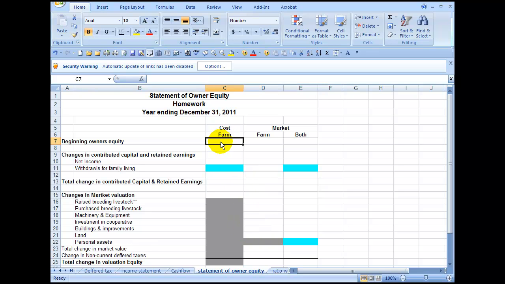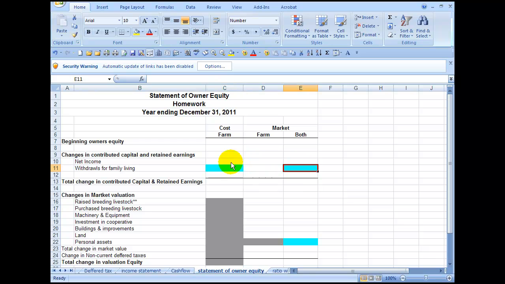The first thing that we need to do is we've got one statement of owner's equity for every two balance sheets because it's looking at the change in owner's equity from the beginning to the end. So it's for the year ending December 31st, 2011. We've got one for the cost-based, one for the farm market-based, and then we've got one for the farm market combined with the personal market-based.